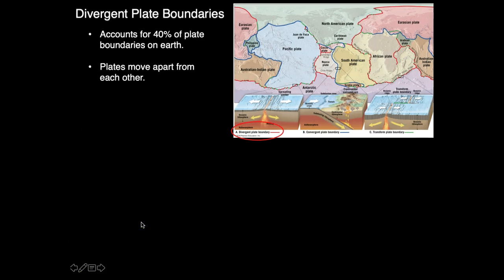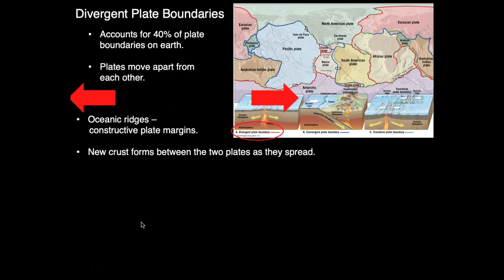So the first plate boundary type we'll look at are divergent plate boundaries. Divergent plate boundaries occur when 2 plates are moving away from each other. Di comes from the word apart and verge from the word move. So they're moving apart. Great. So about 40% of all plate boundaries on Earth are of this divergent kind.